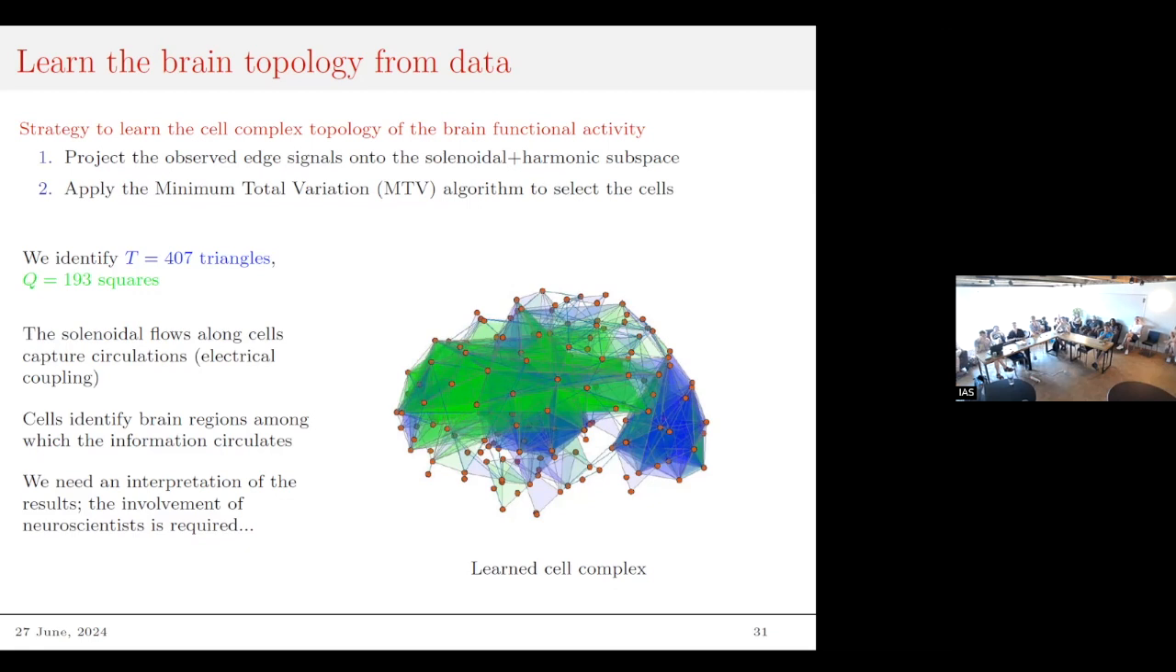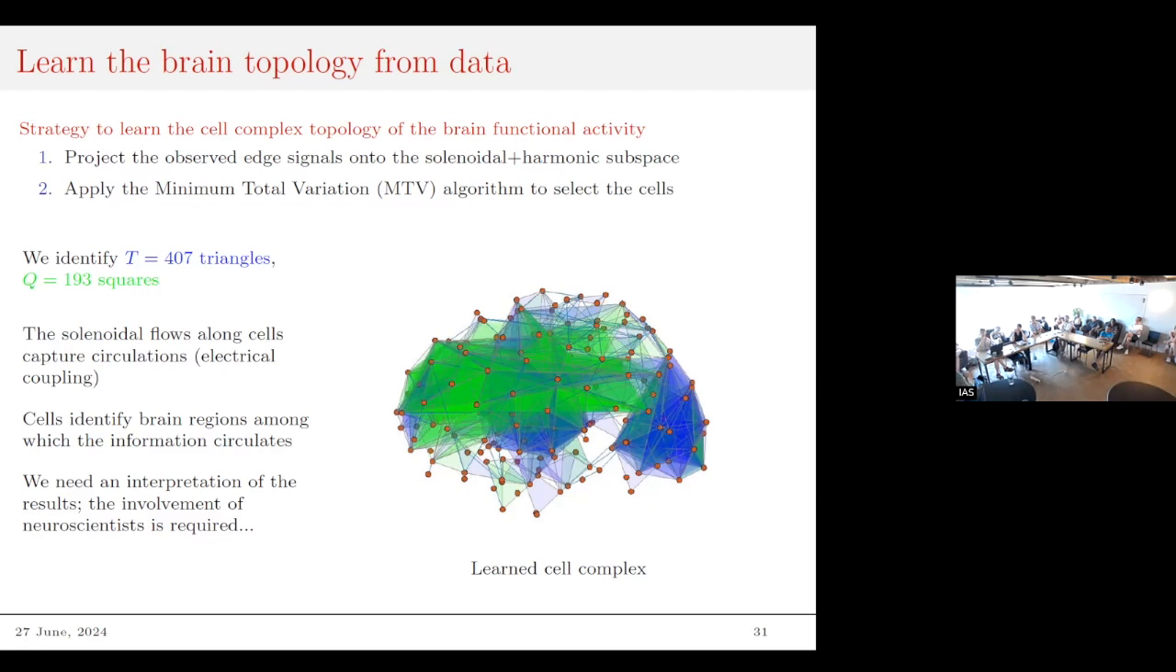The involvement of neuroscientists is required because I need to give an interpretation to this result. What does it mean that there is circulation information? It means that we need to elaborate this information. We need the feedback between the nodes. I don't know.